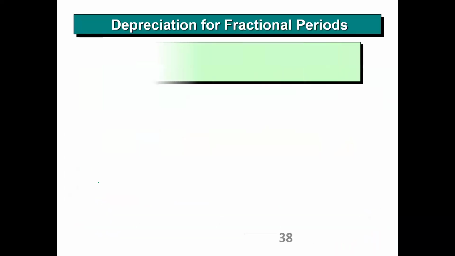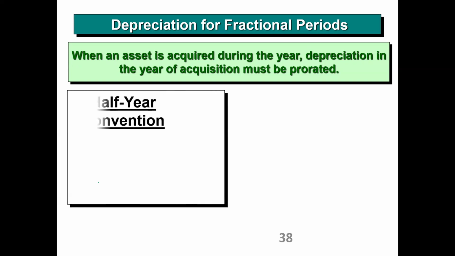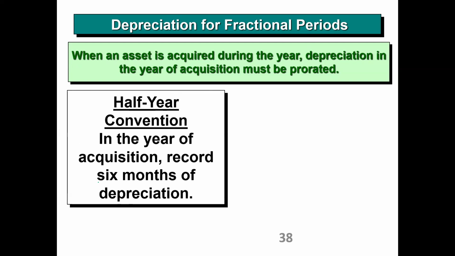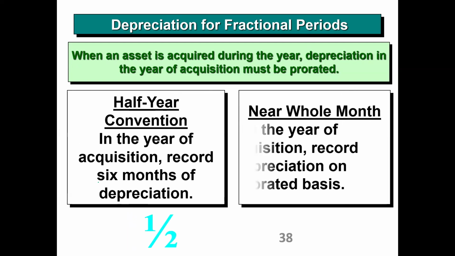I hope that's clear. Now, when an asset is depreciated for a fractional period, that is, when an asset is acquired during the period, depreciation in the year of acquisition must be prorated. It must be recorded for the period for which the asset has been used. So we have two methods, which are the half-year convention method and the nearest whole month method.